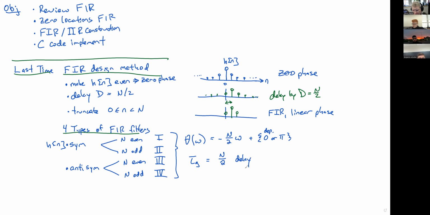And our G is short for group delay. There's several ways you can define delay, and group delay is the most common. And that means if you put in a cosine of any frequency, what you'll get out will be the exact same cosine, just delayed by n over 2 samples. Okay, last time. Any questions on that? Great. So we've done this. Let's go on to 0 locations of FIR filters.